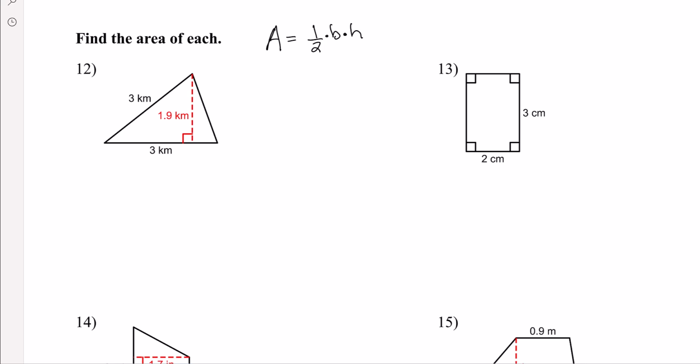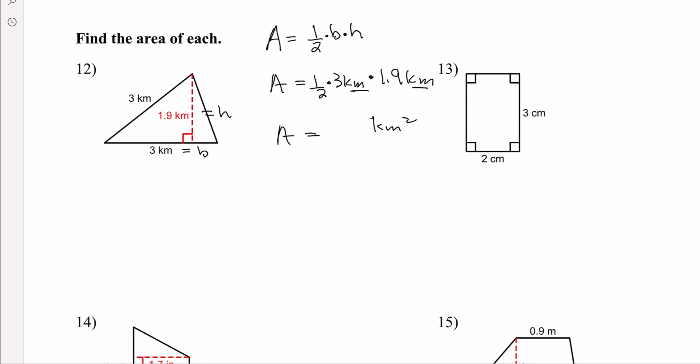The base is the one that's perpendicular to the height. Notice they have the height in red, and perpendicular to the height is the base. Go ahead and plug in those numbers: 1/2 times 3 kilometers times the height, 1.9 kilometers. Because it's an area, kilometers times kilometers, you're going to end up with kilometers squared.